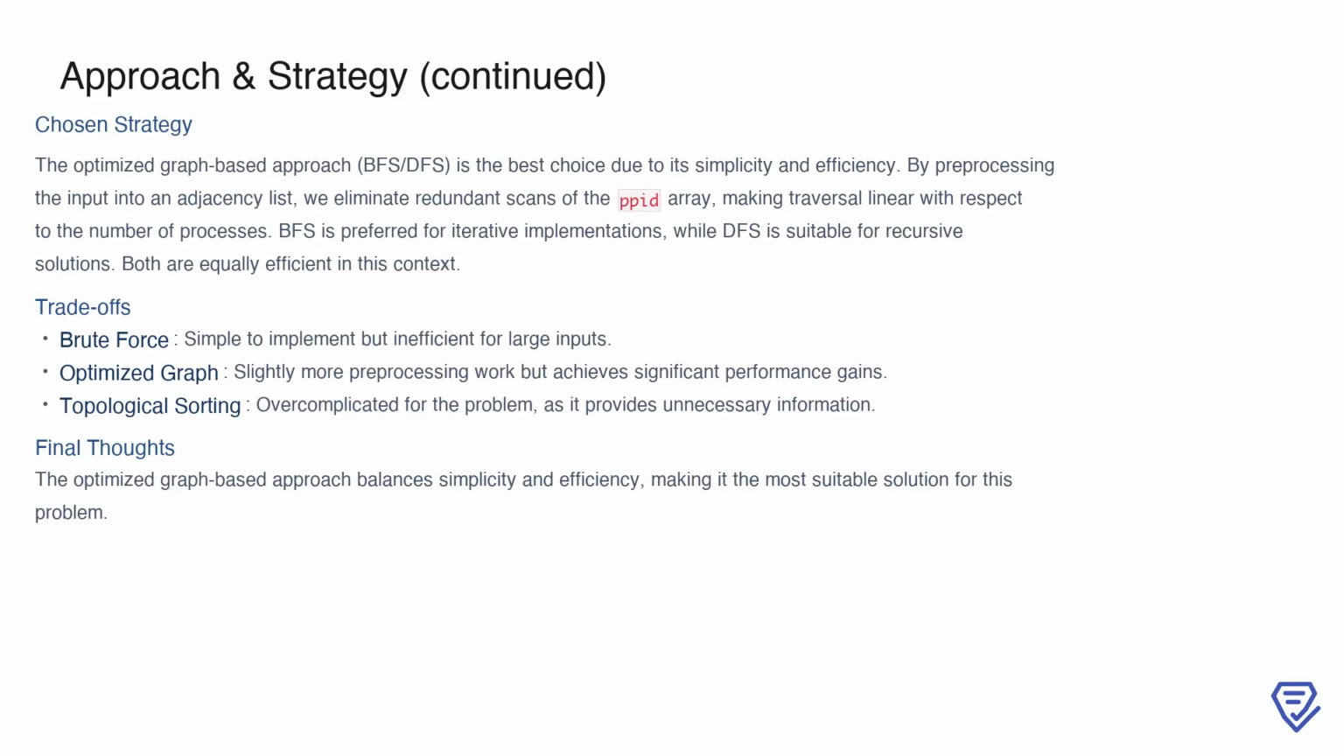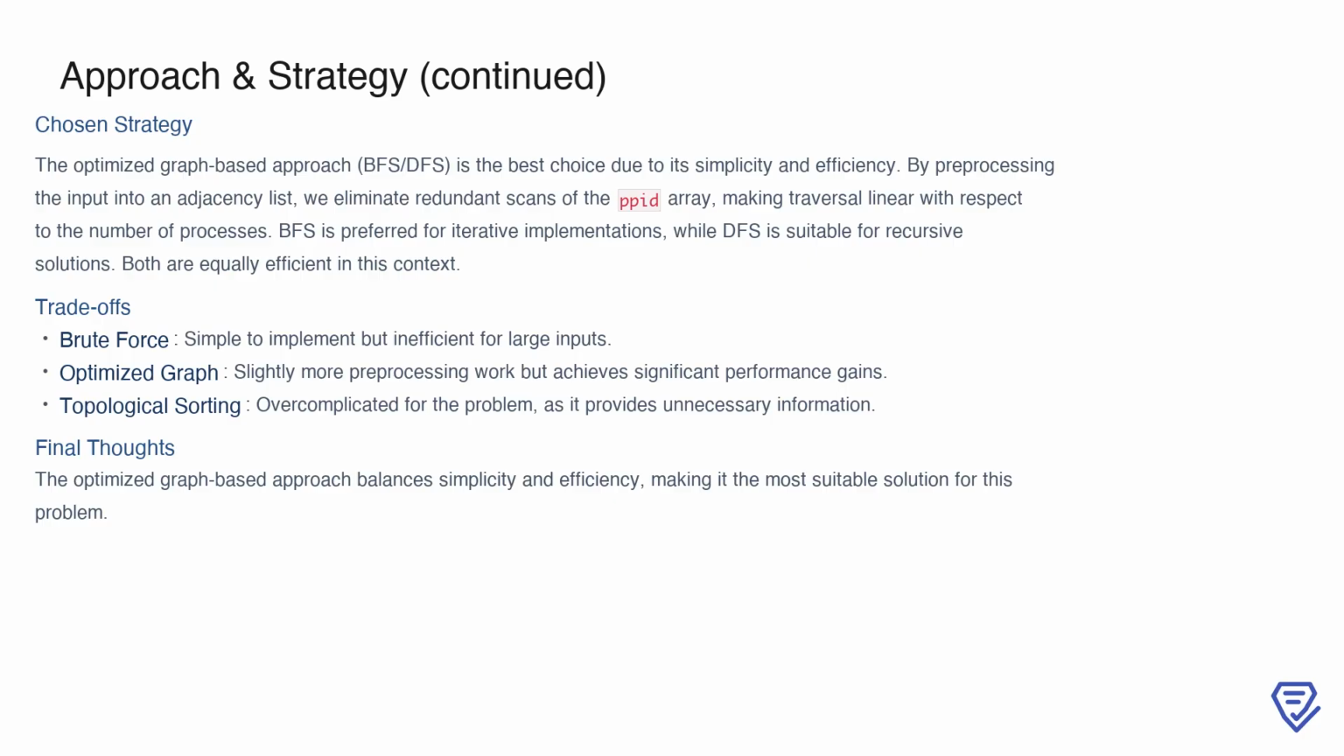The best strategy for solving this problem is the optimized graph-based approach using BFS or DFS. By pre-processing the input into an adjacency list, we eliminate the inefficiencies of repeated PID array scans, allowing us to traverse the process tree in linear time relative to the number of processes. BFS is particularly well suited for iterative implementations, while DFS is a good choice for recursive solutions. Both methods are equally efficient in this context.